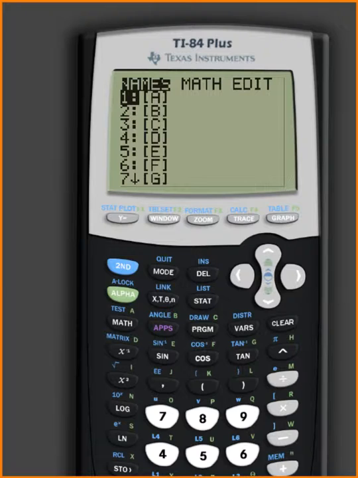At the top here we have names, then math, and then edit. Names being all these different matrices: matrix A, matrix B, matrix C, matrix D, matrix E, matrix F, and so forth. We're going to press the right arrow to scroll over to edit. We're going to edit matrix A, so I'm going to press the right arrow twice. We see nothing's changed. This is matrix A. We're going to press enter on A.